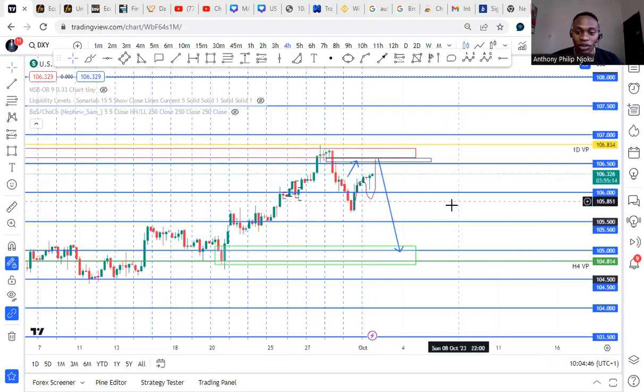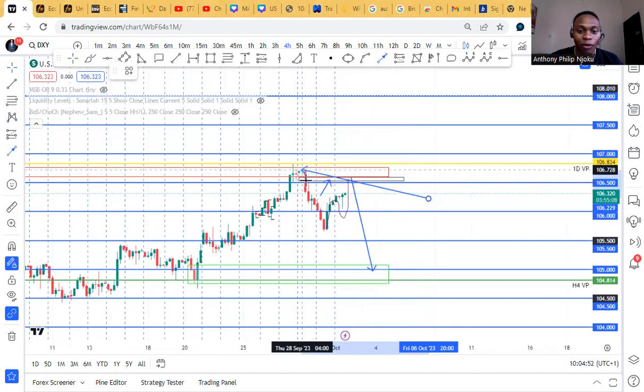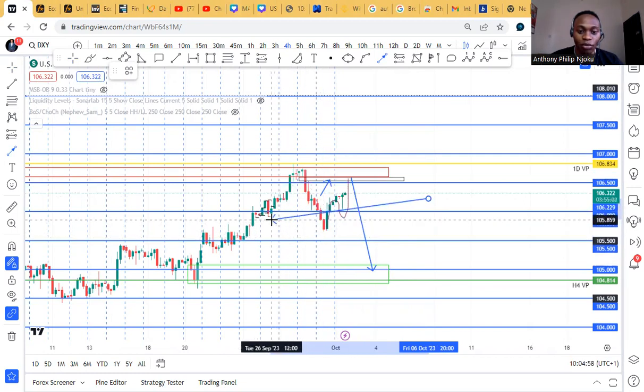So we always start with DXY. DXY is the strength of the dollar, and currently we see DXY push down from here, an impulsive move, and took out the liquidity here. There's liquidity, and it broke structure and changed direction.